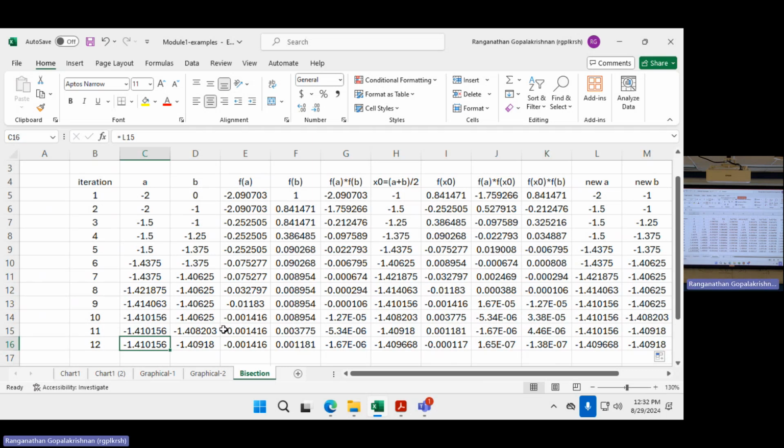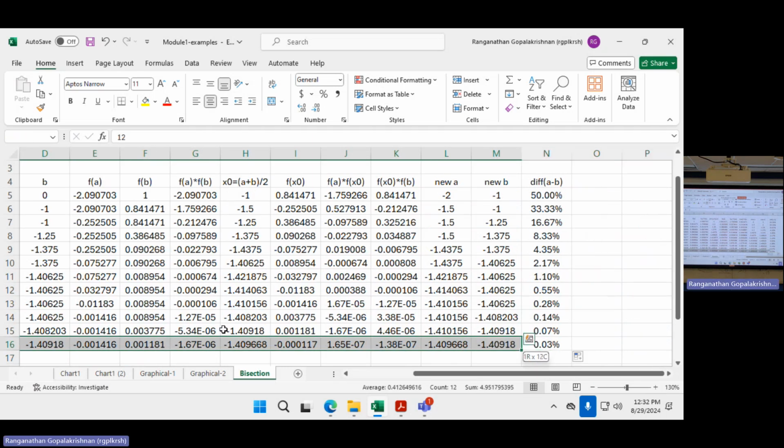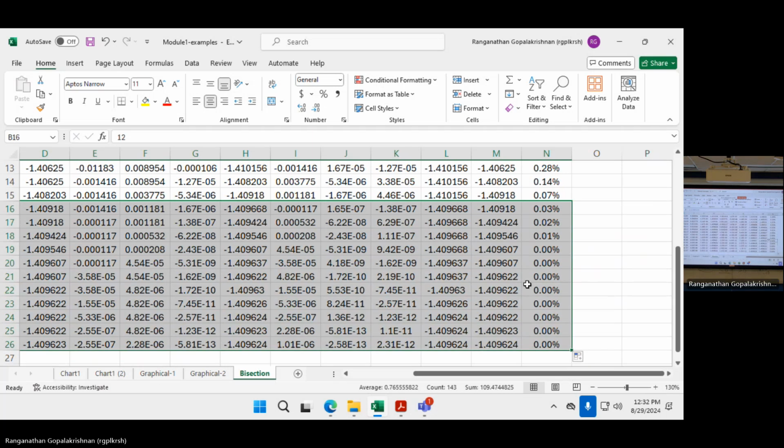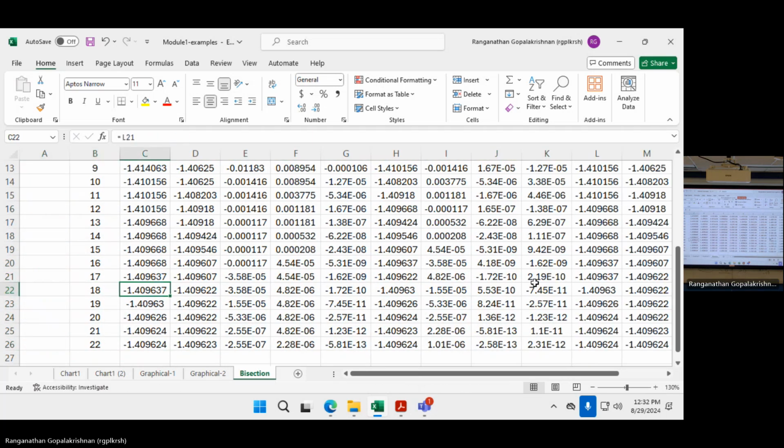So let's say I want the answer to 4 decimal points. I want the first 4 decimal points to be the same for both A and B. I'll add more iterations. I'll keep dragging this down until they are practically the same. So I'm getting 409624 or 409624 and 409623. They are only differing in the 6th decimal point.